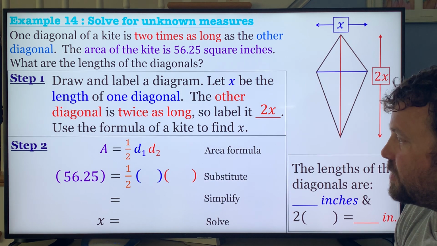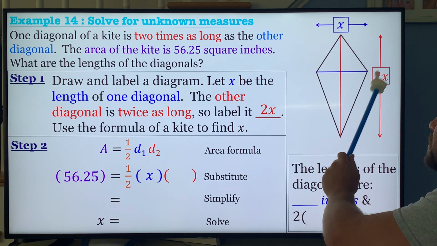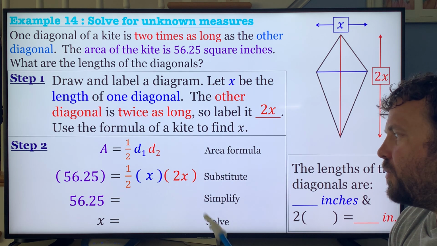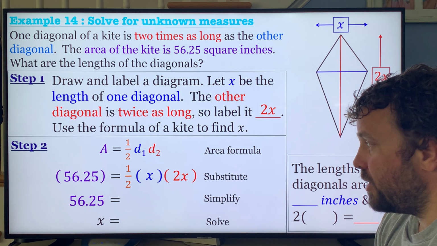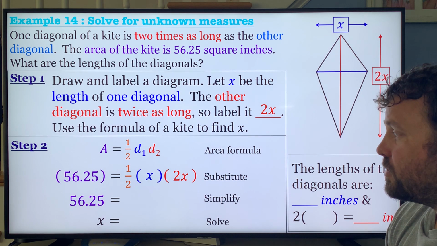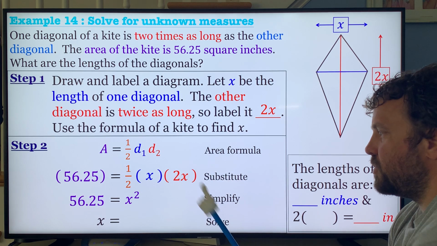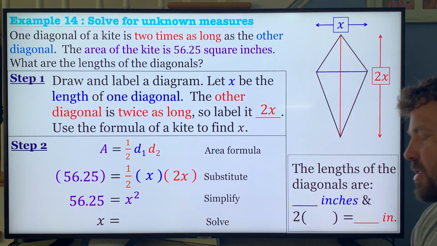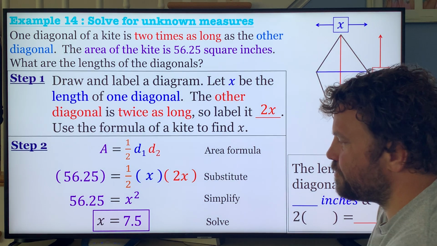56.25, 56 1/4. 1/2, diagonal 1 is x, diagonal 2 is 2x. So 56.25 equals half of, what is x times 2x? 2x squared. What's half of 2? 1. So half of 2 is 1. X times x is x squared. And now x squared equals 56 1/4. We have to take the square root of both sides to solve, and you get 7.5.